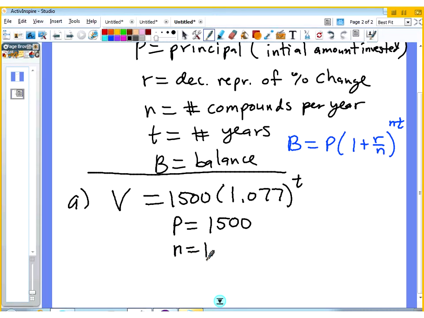You'll see that the n is 1. You'll see that the r is 1.077 minus 1, which is 0.077. So the interest rate is 7.7%. So what this formula says is that you invested $1,500 at a 7.7% interest rate, compounded yearly.